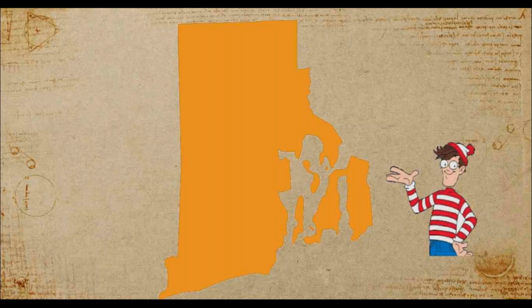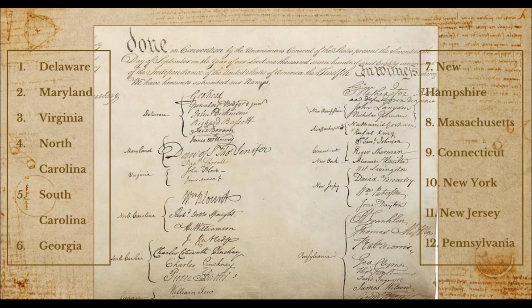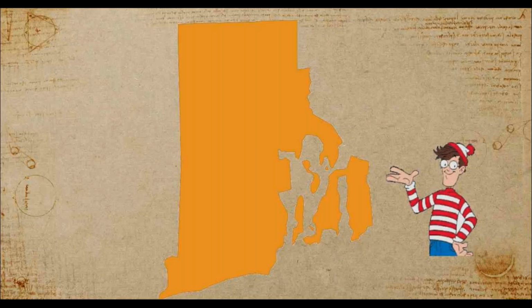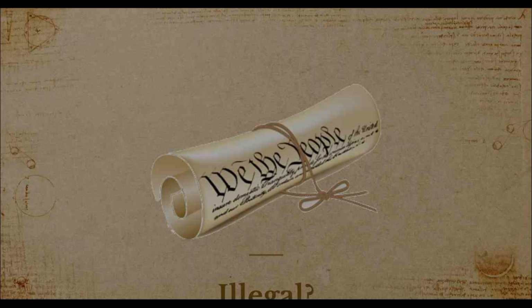So I'm going to go backwards. To change the articles, it has to be unanimous. Rhode Island didn't sign. Dun, dun, dun. You can actually make the argument the Constitution's illegal. But I'm not an anti-government conspiratorialist that wants to overthrow and start militias. So I just think it's funny. And I'm sharing.